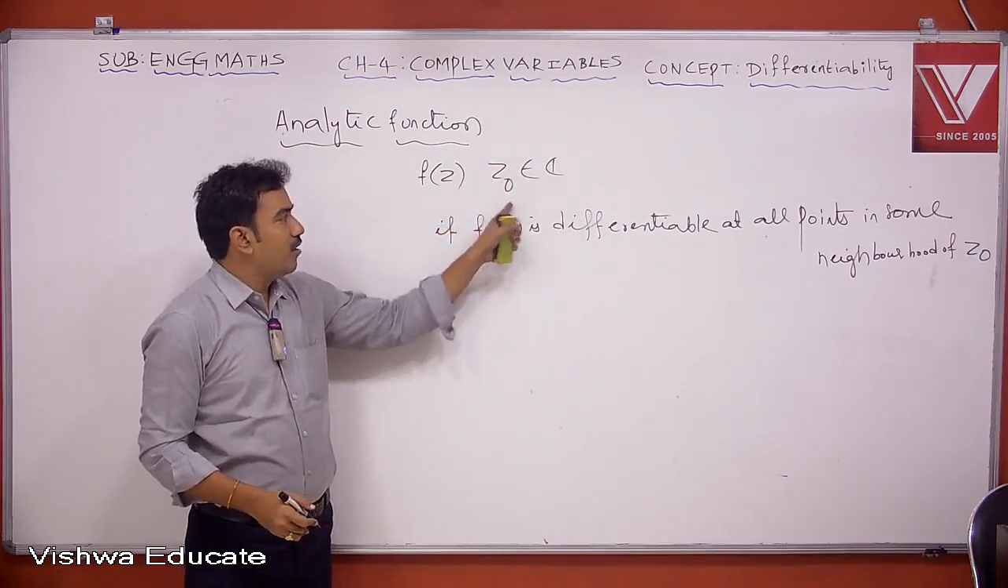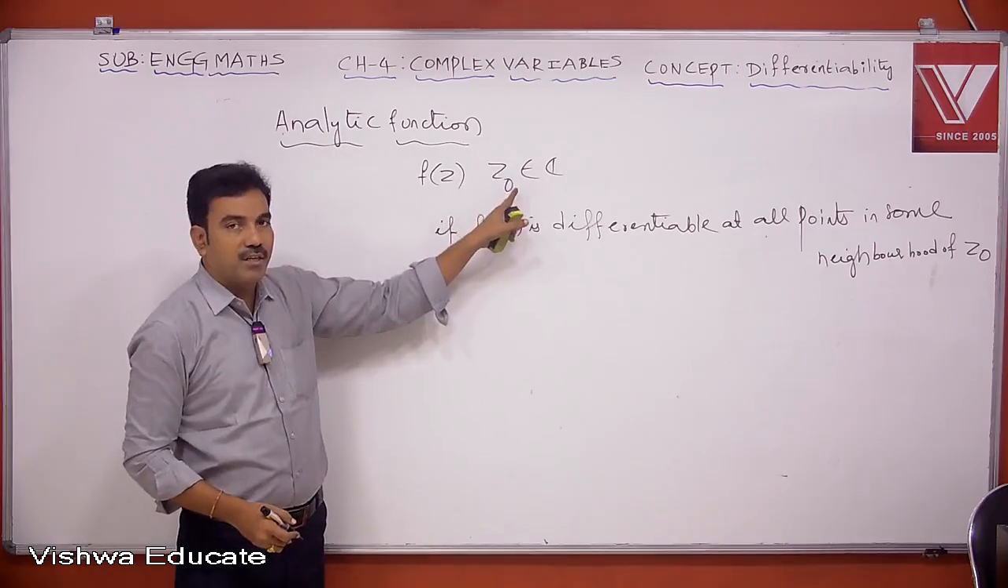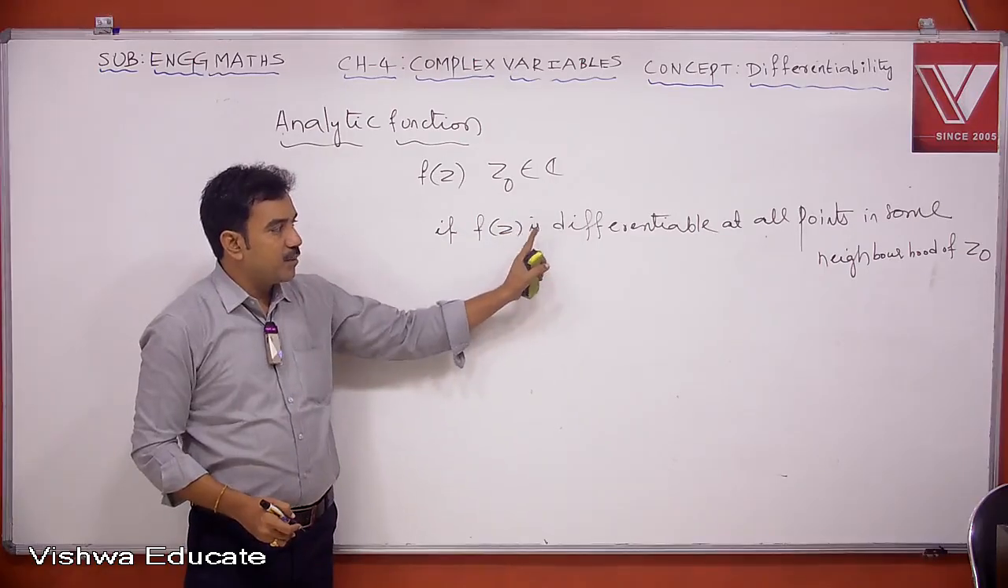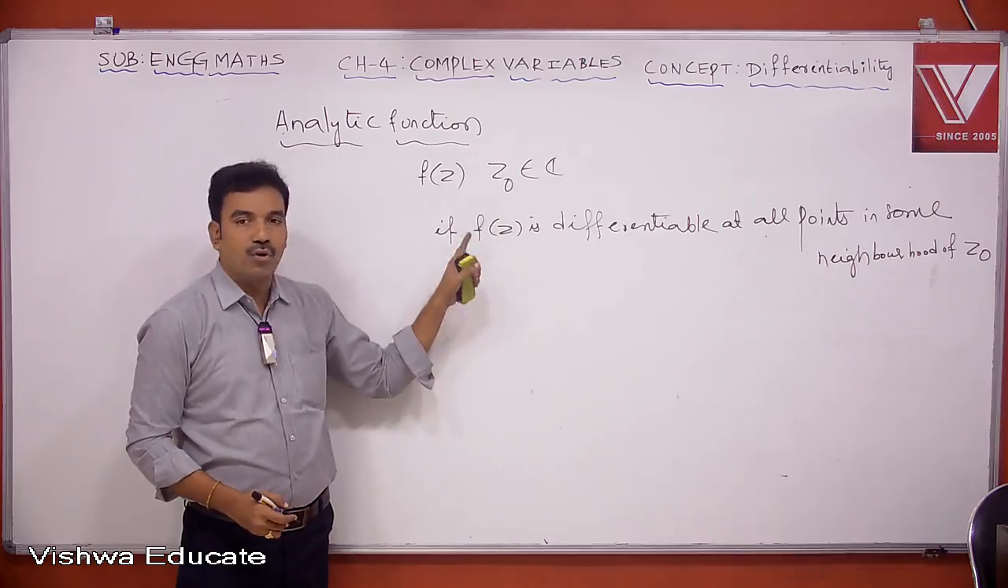This is my complex number z0. We say that f(z) is analytic at this point z0 if f(z) is differentiable at all points in some neighborhood of z0.